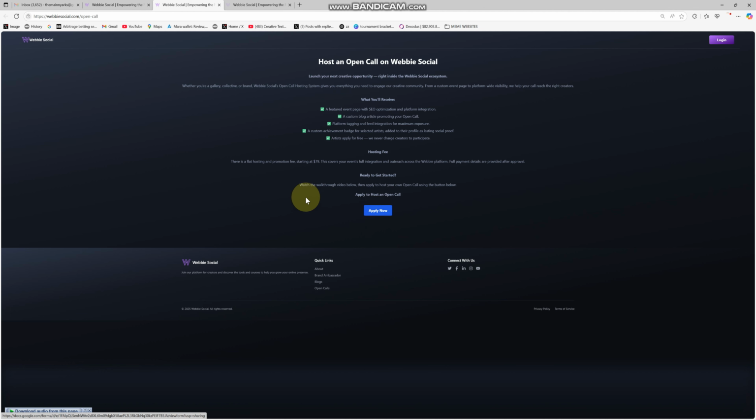apply now. But you need to know that there's a flat hosting and promotion fee starting at $79. This covers your events, the full integration and outreach across the Webbie Social platform, and the full payment details are provided after approval. So it is free to apply. Please take note, application is free. You don't need to pay anything to apply.